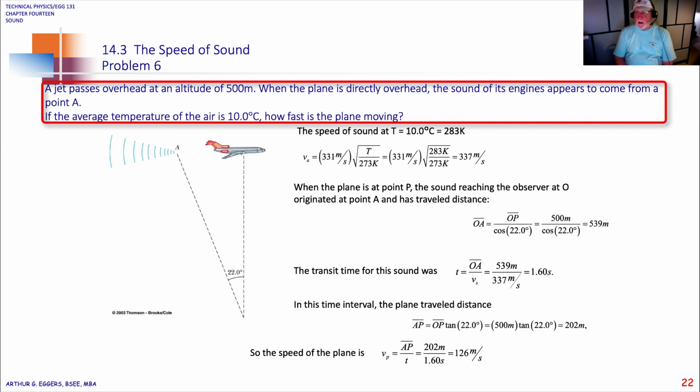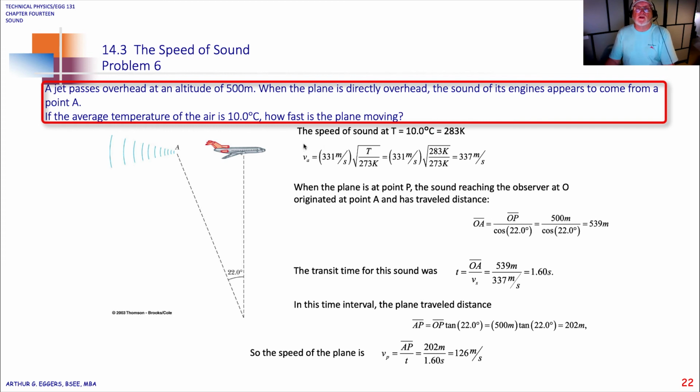Let's take another look at a problem here where we're dealing with the speed of sound. In this case, we've got an aircraft flying along. A jet passes overhead at an altitude of 500 meters. When the plane is directly overhead, the sound of its engines appears to come from a point A. Okay, so that's behind the aircraft. If the average temperature of the air is 10 degrees Celsius, how fast is the plane moving?